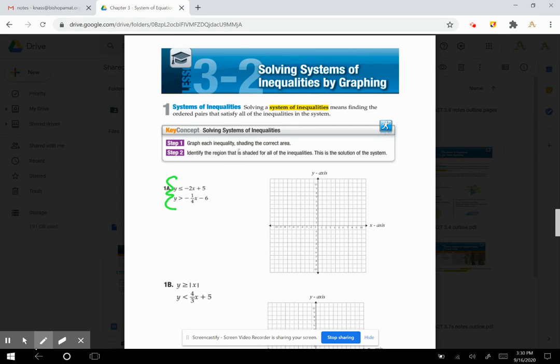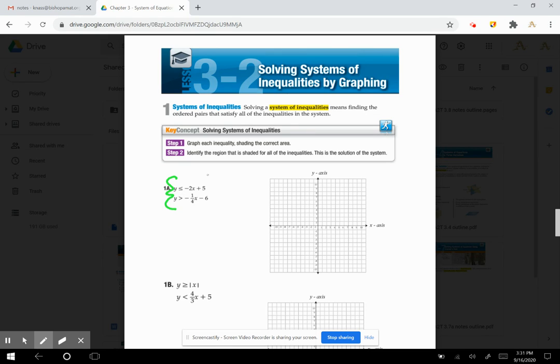Step one, graph the inequality and shade the correct area. Step two, identify the region that is shaded for all inequalities. This is the solution. So again, what does that mean? That means your answer is the shaded area, the common shaded area. So let's look at the first one.